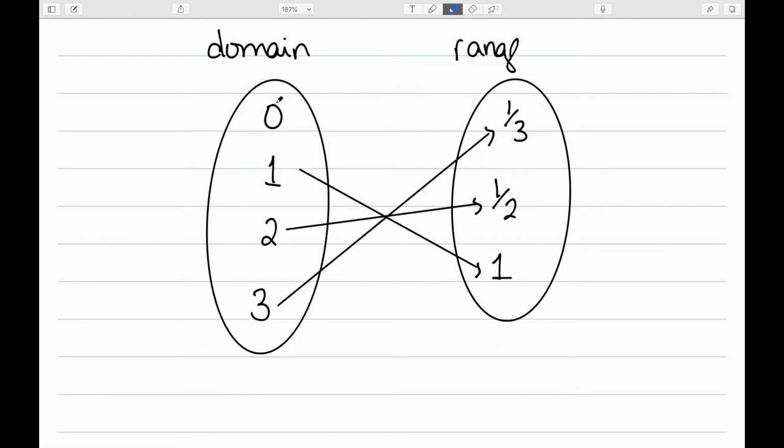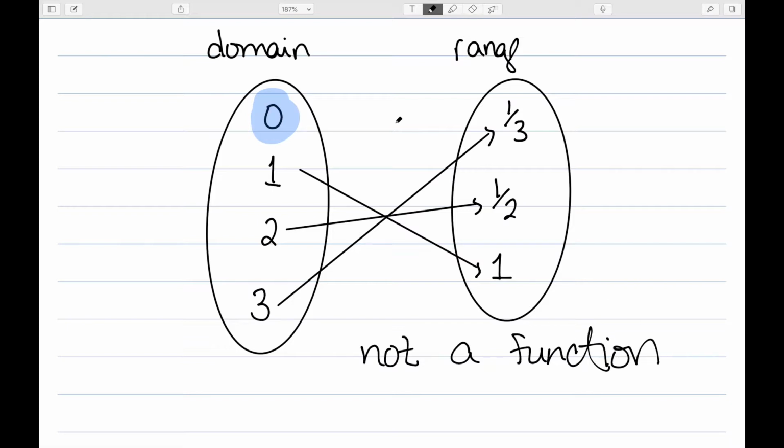Here, this time we have an extra element in the domain, something that doesn't go to anything in the range. And this is a problem. This is not a function. I should be able to input anything from the domain and get some kind of output in the range. So the fact that 0 goes to nothing tells me this is not a function.